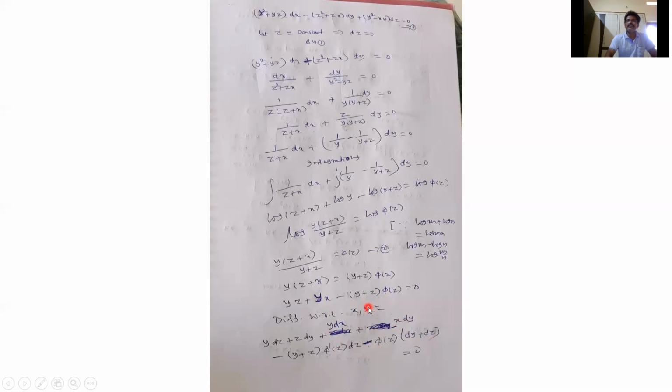So we take here uv as u into v. So u is y plus z, v is phi z. So y plus z into derivative of v, phi dash z dz, minus phi z into derivative of y plus z, dy plus dz, equal to 0. So finally we are getting y dx plus z dy plus y dz plus x dy minus (y plus z) phi dash z dz minus phi z (dy plus dz).